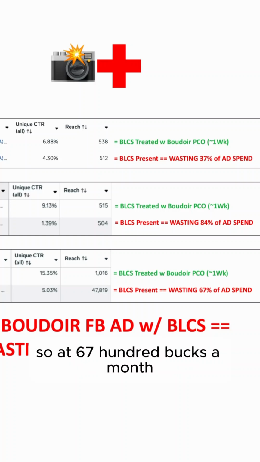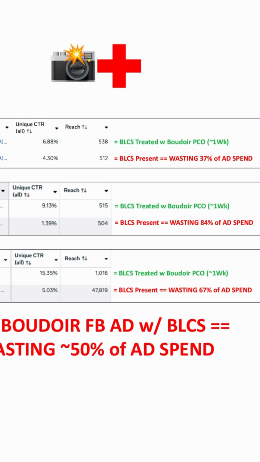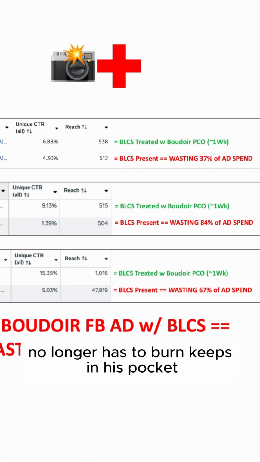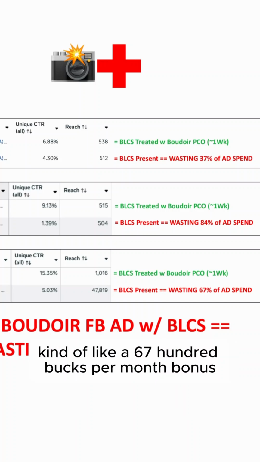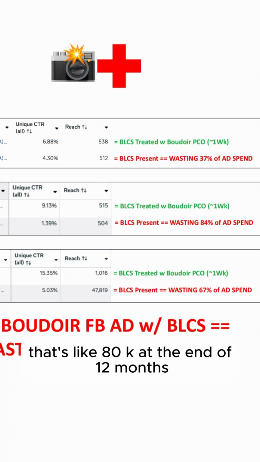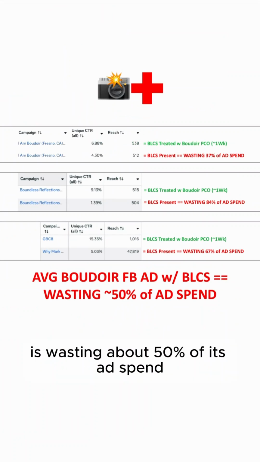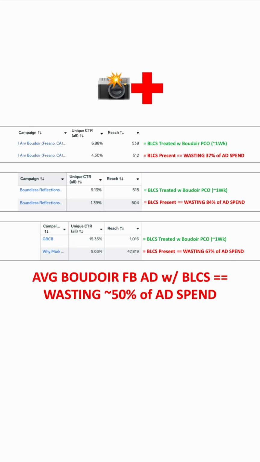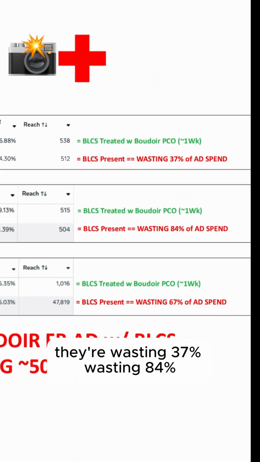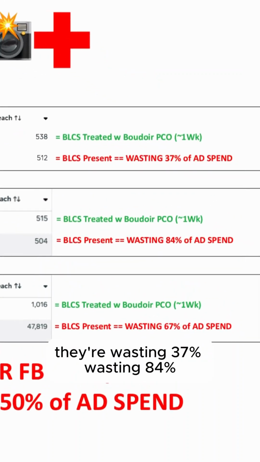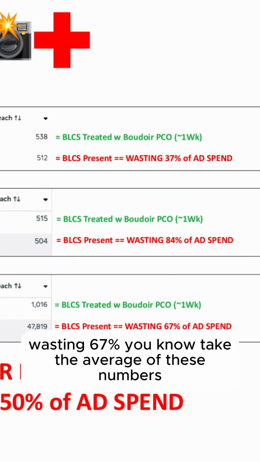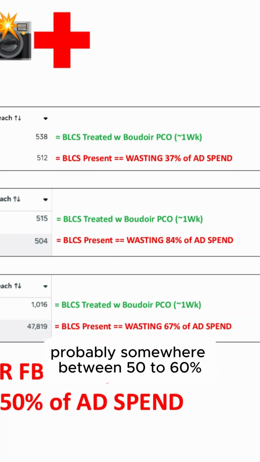So at 6,700 bucks a month, he no longer has to burn, keeps it in his pocket, kind of like a 6,700 bucks per month bonus. That's like 80K at the end of 12 months. So what we've discovered is the average Boudoir Facebook ad with BLCS is wasting about 50% of its ad spend. I mean, look at the numbers here. They're wasting 37%, wasting 84%, wasting 67%. Take the average of these numbers, probably somewhere between 50 to 60%.